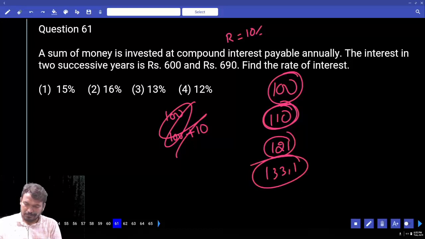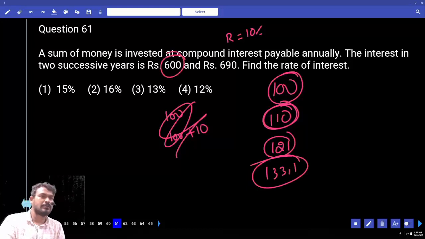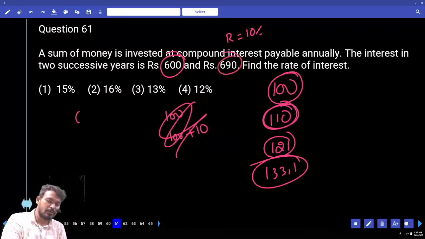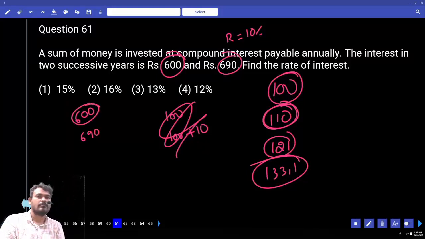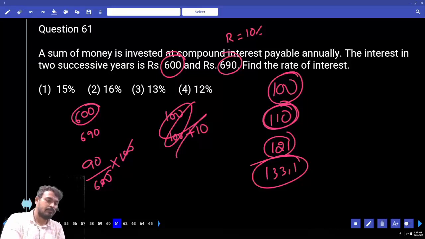That is which year's interest? Fourth year. What is the second year interest here? 600. What is the third year interest? 690. How much has the value increased? 90. That 90 is calculated on the previous year. Yes or no? 90 upon which one? 600, multiplied by 100. What is the percentage? 15%.